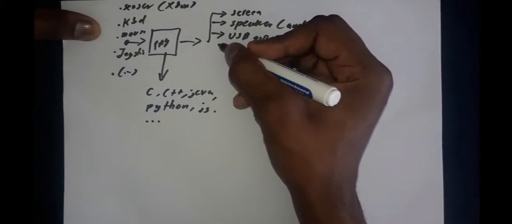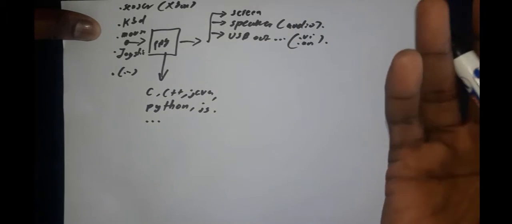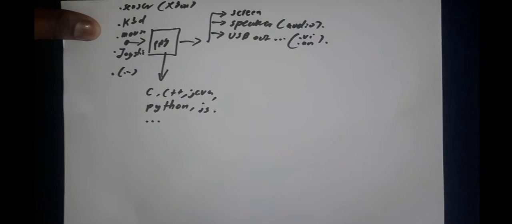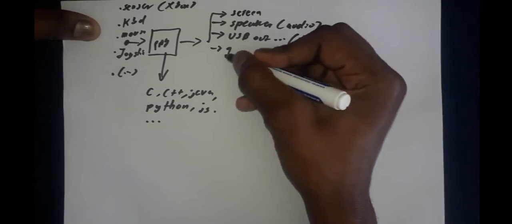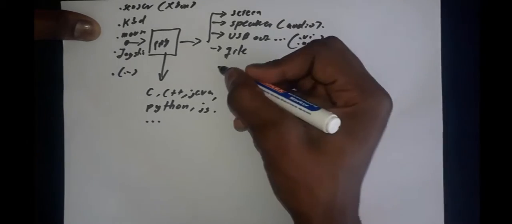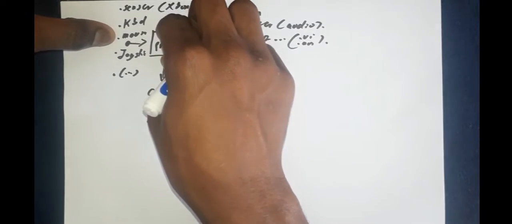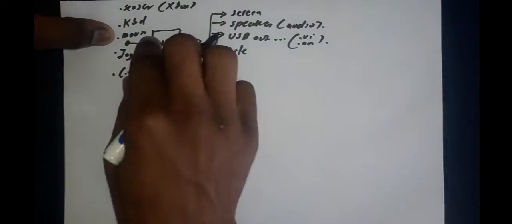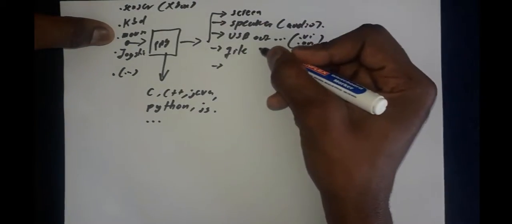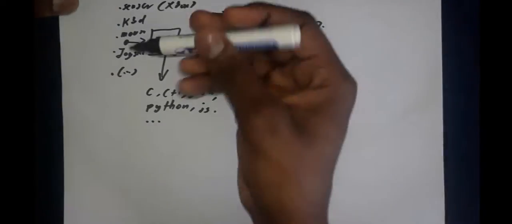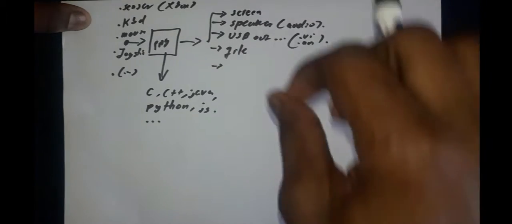Mostly those are the main ones. The inputs are like this, and the output can be a screen, speaker, USB, or just a custom file. For instance, maybe the program converts files from image to PDF. So you'll have an input file and an output file, which is a PDF. So all these things are inputs to a program, and these are outputs to a program.